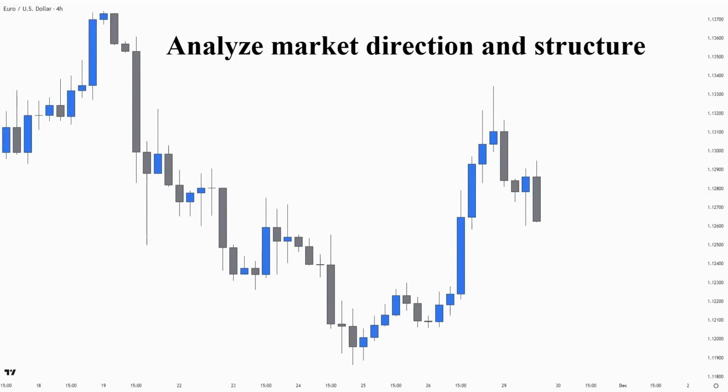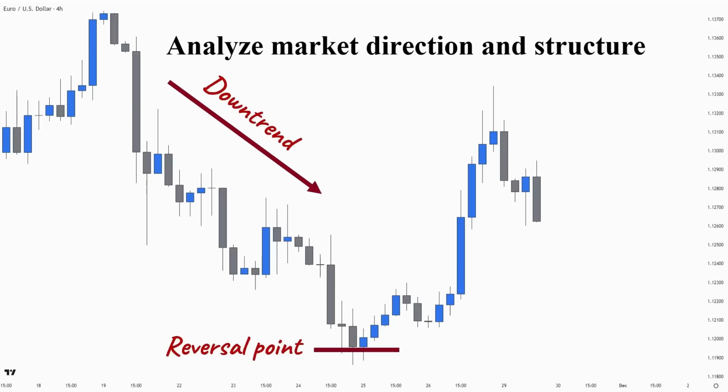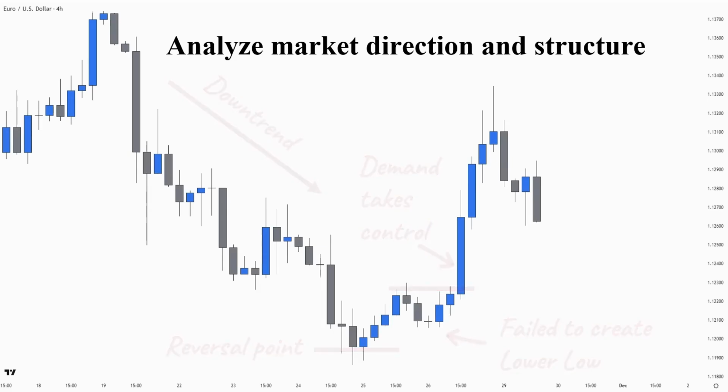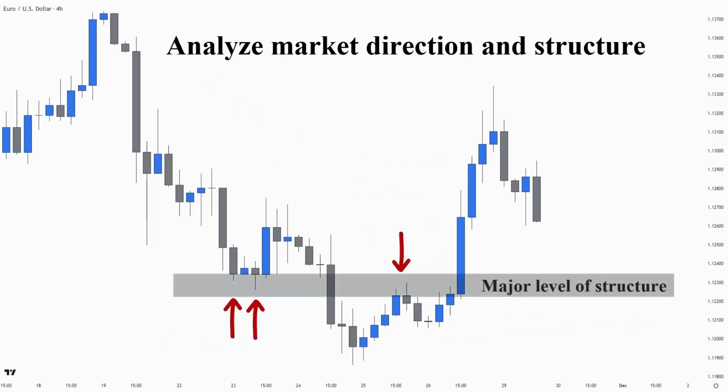From this perspective, we can see that the market was in a downtrend until it reached this price. Following that, the market failed to establish a lower low, indicating a loss of momentum. Subsequently, the price broke through a key supply level, signaling that demand has taken control. We can notice this major level of structure that has been recently rejected multiple times as a support and resistance.